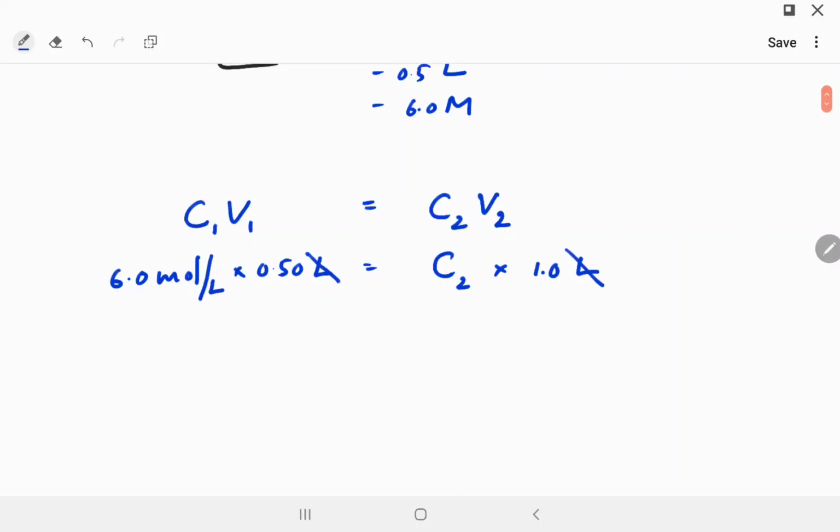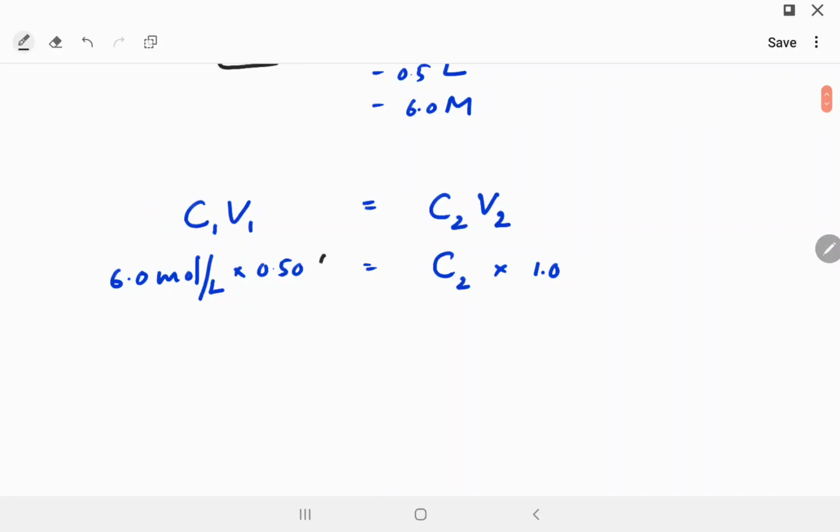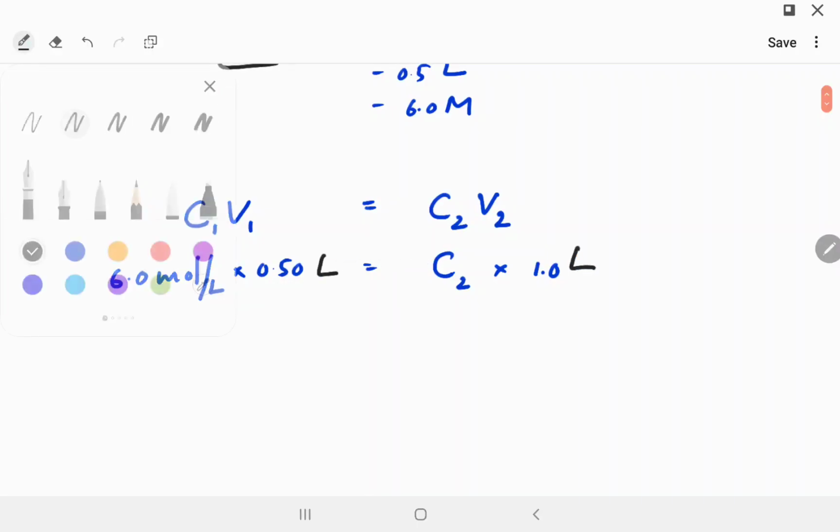So liters to liters cancel out. That is important to know. If the units cancel out for volume, that means you can use either liters or milliliters. It doesn't really matter as long as you are using the same unit. So liters to liters will cancel out.